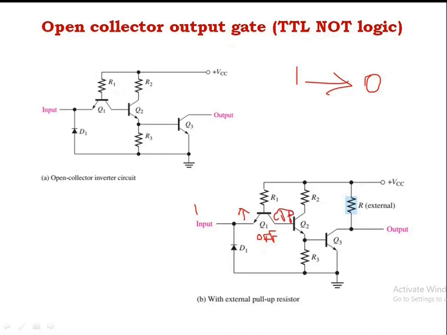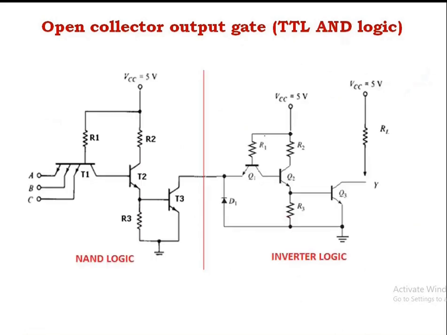See, base to Q2 is high. So base to Q2 is high means what about your Q2 here? Q2 is on. So if Q2 is on, collector will be low, emitter will be high. Correct? So emitter is high. This emitter is connected to the base of Q3. So base also receives high voltage. So base is high means this becomes on. So once the transistor is on, collector is low, emitter is high. So collector is low. That's why you are getting 0. So this is the TTL NOT logic using open collector output gate.